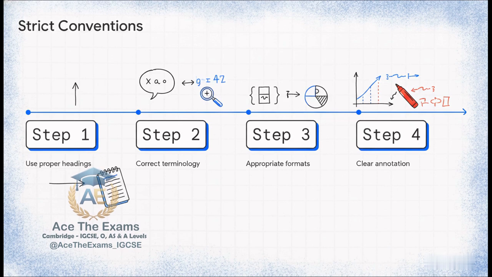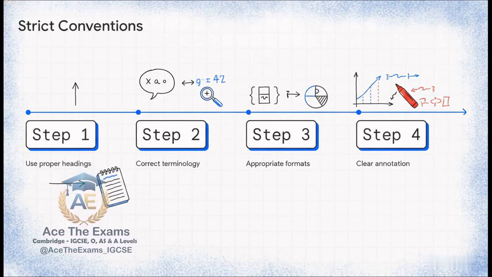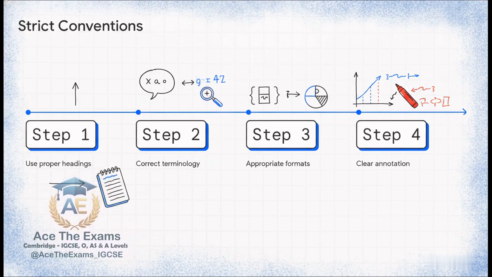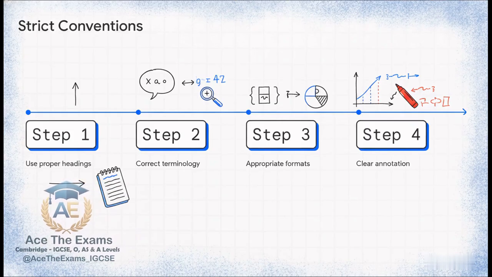Now for challenge 3, speed writing. You have 30 seconds to write one perfect Peel paragraph explaining why a quadratic function needs a restricted domain to have an inverse. Go.